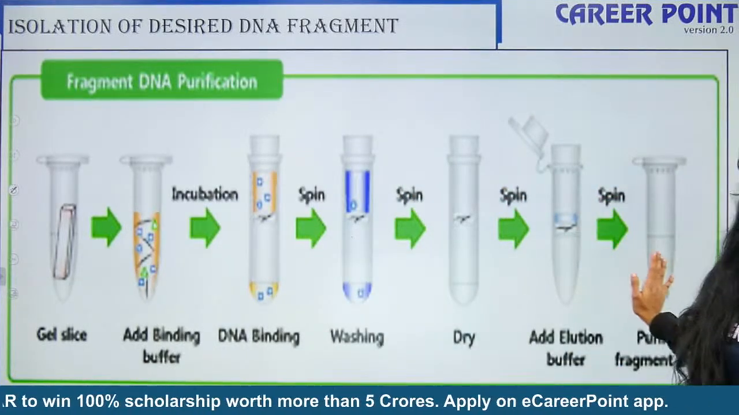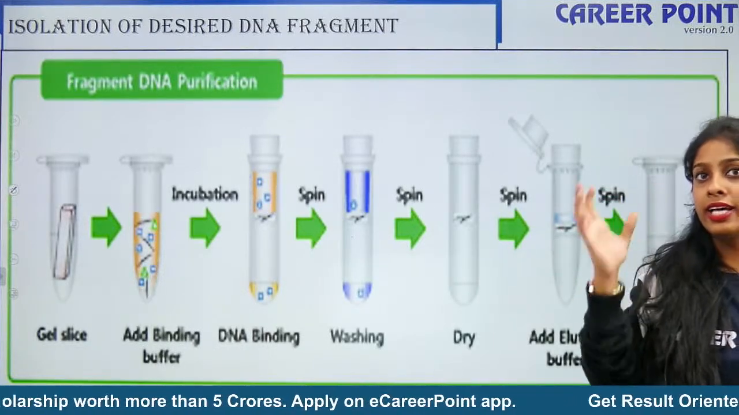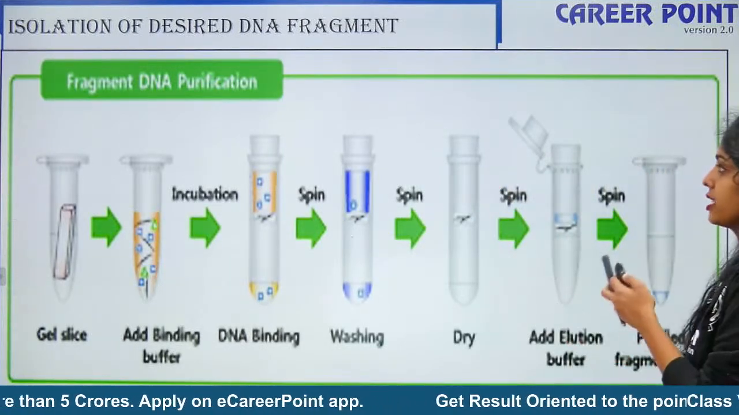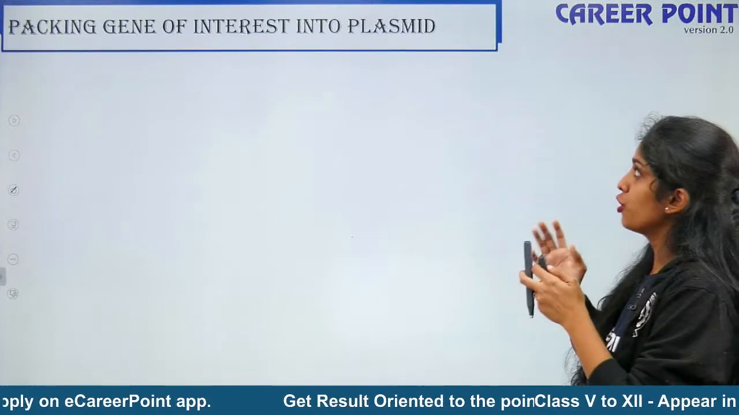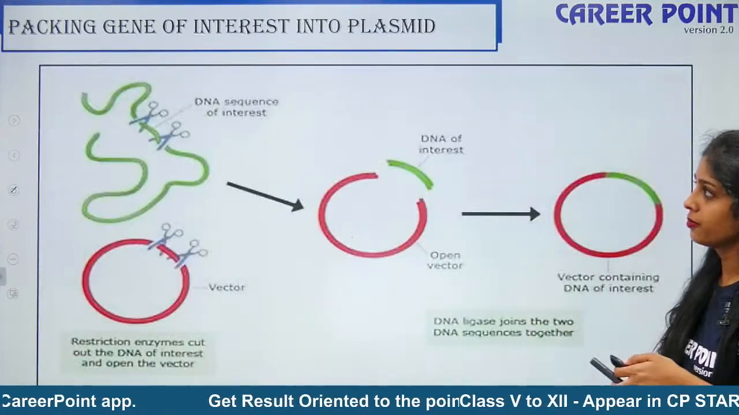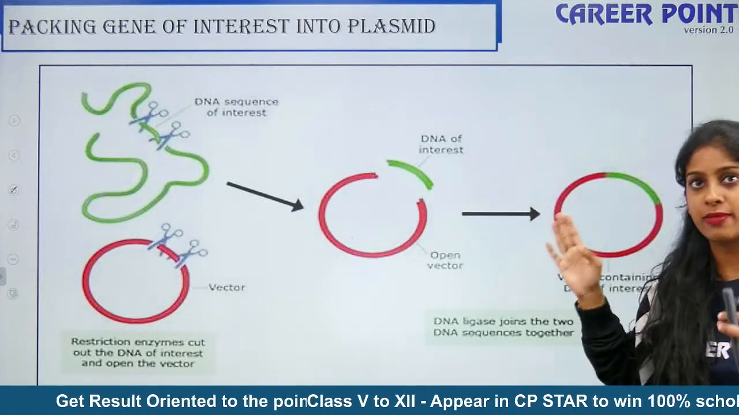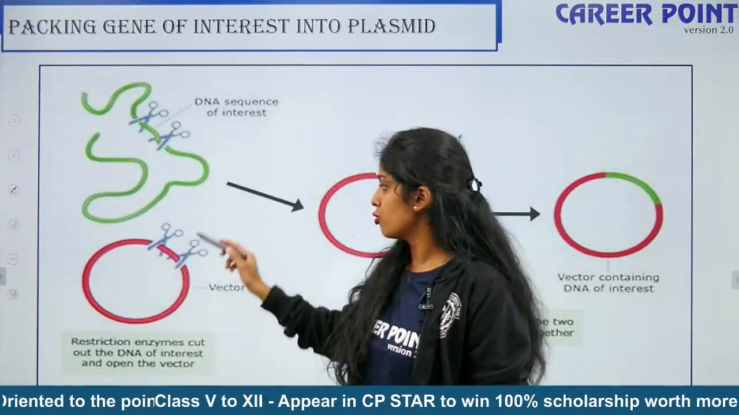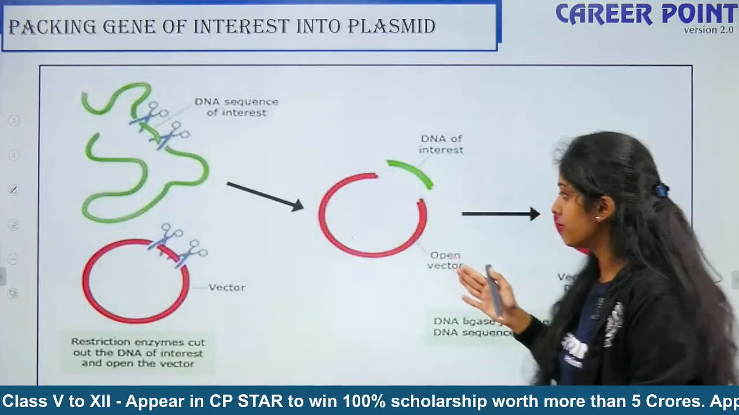So finally we have purified DNA ready. We are going to put this in a vector, and the entire vector we are going to put in a host, bacteria. Going into the next step, now we are going to pack our gene of interest into a plasmid. We have chopped it off and ensured that our restriction enzyme has worked. Now you are chopping off your vector also. Both cuts should be done with the same enzyme. That is called compatibility.